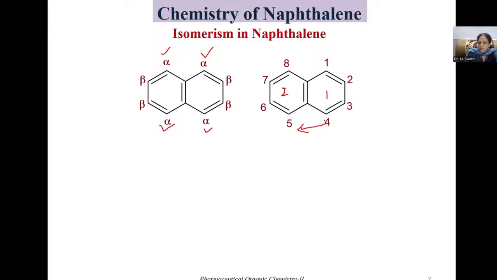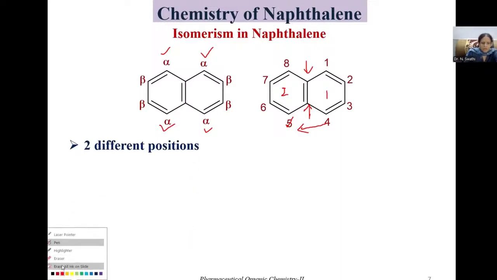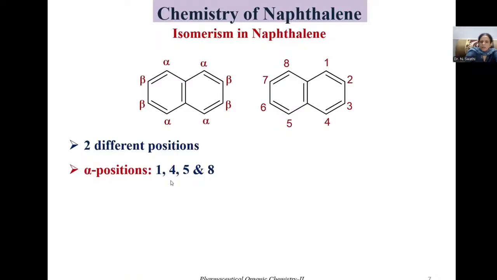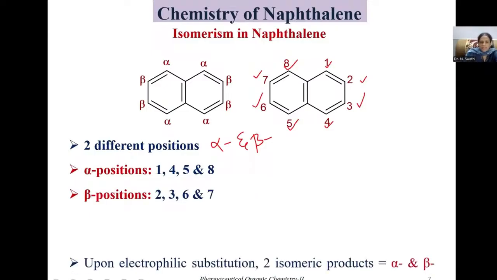When we are moving from one aromatic ring to the other aromatic ring, we will continue the number. As I mentioned, we have to omit these junctional carbon atoms. We don't number these junctional carbon atoms. So after 4, this will be the 5th carbon. Then 6, 7, 8. So total 8 positions are there. Now with respect to numbering, as I mentioned, there are 2 different positions in the structure of naphthalene. They are denoted as alpha position and beta position. What is the meaning of alpha in terms of numbers? If you see 1, 4, 5 and 8, these 4 positions are denoted as alpha positions, and the remaining 4, that is 2, 3, 6 and 7 positions, are denoted as beta positions.